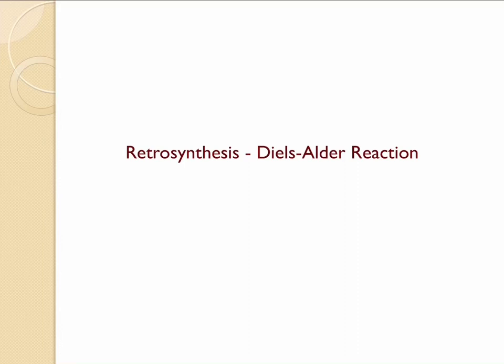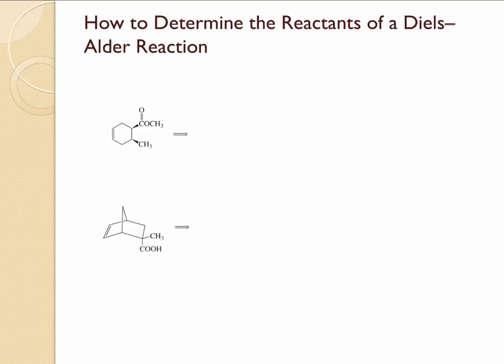Retrosynthetic analysis, Diels-Alder reaction. Let's now see how we can determine the reactants of a Diels-Alder reaction. Here is the Diels-Alder adduct. We call this an adduct because it's an addition product. Now first we are going to find out what are the newly formed bonds in the Diels-Alder adduct.